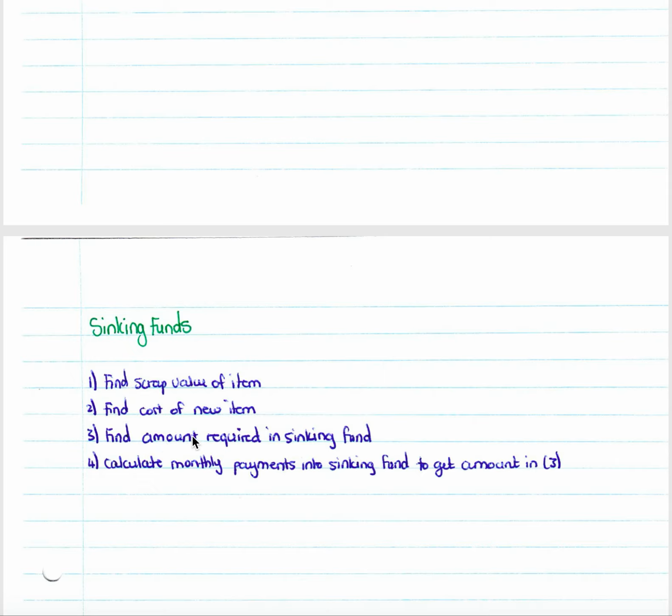Then you must find the amount required in a sinking fund in order to cover the cost of a new item. Remember to take off the scrap value, because you will be paid that and use that to pay for your new item. So in the sinking fund, you must take off the scrap value, and then you must calculate monthly repayments into a sinking fund to get the amount that you require in the sinking fund.